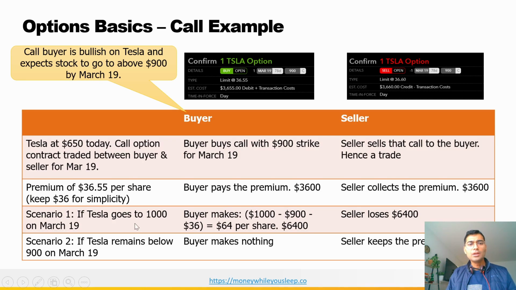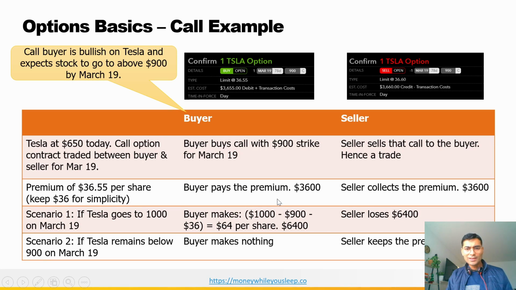So in this particular example, if Tesla becomes $1,000 on March 19th, the buyer will make $1,000 because that's the price of the stock on that particular day, minus 900, which is the strike price, minus $36, which is the premium he has paid. So the buyer is going to make $64 per share. And given that every option contract contains 100 shares, it is going to pay him $6,400. Make sense, guys? And because the buyer is making $6,400, and in a market world, somebody's gain is somebody else's loss, right? So the seller is going to lose $6,400 in this particular trade.